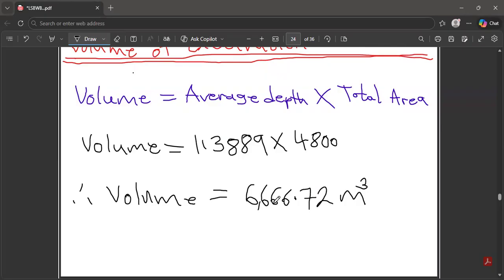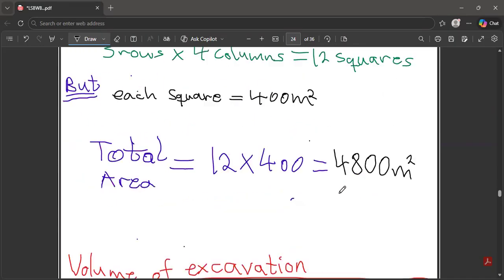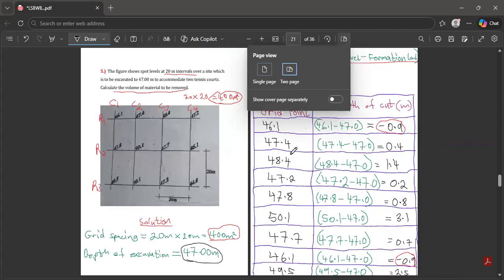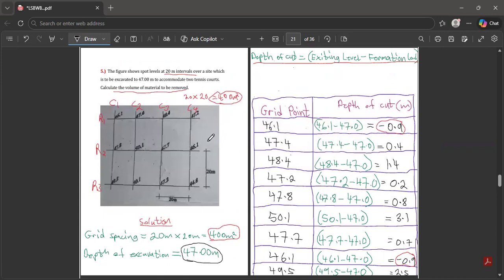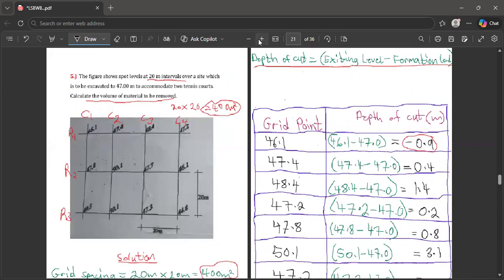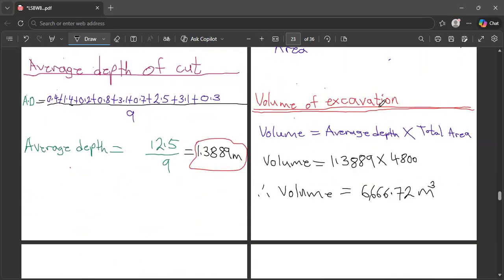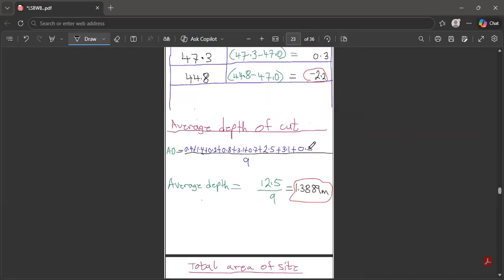6,666.72 meter cube. Okay, yes, so that is it. Let's look at something over here. The question says we should calculate the volume of material to be removed. So that is the volume of excavation, or material to be removed. So don't get confused. Better still, I can write it in that way so that you don't get confused.